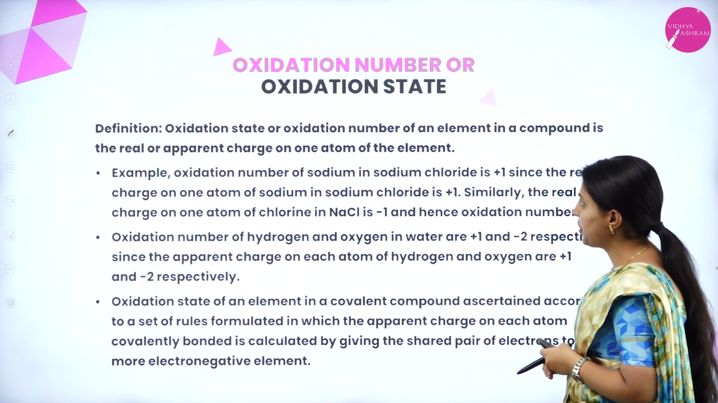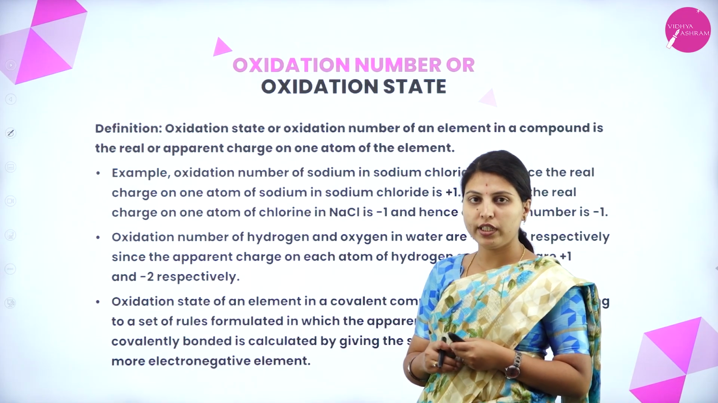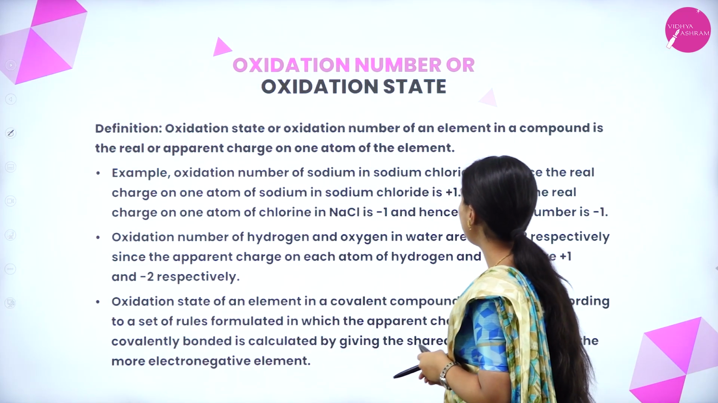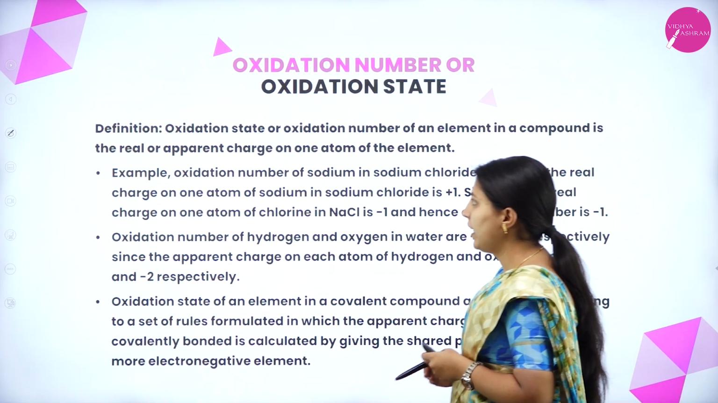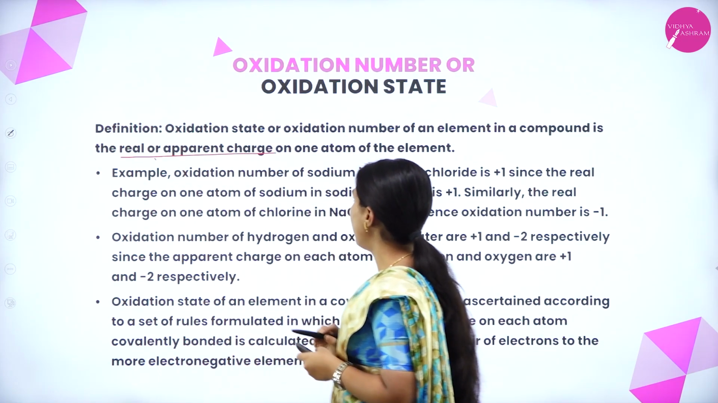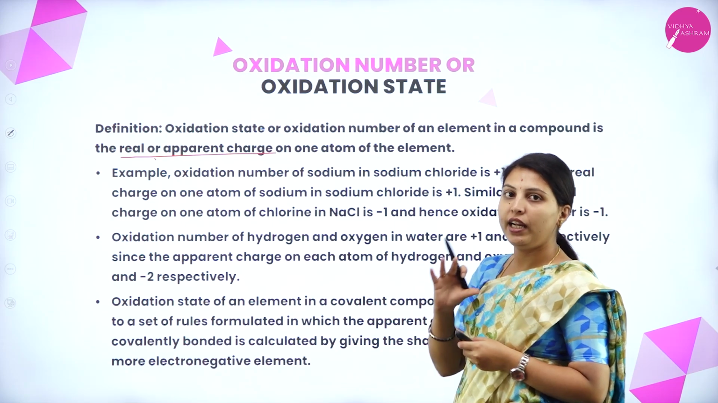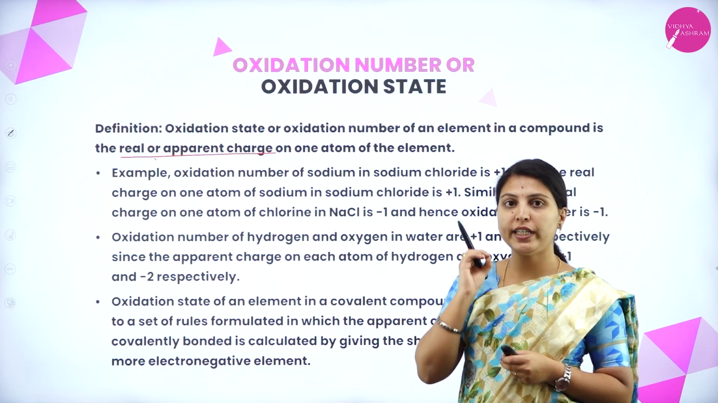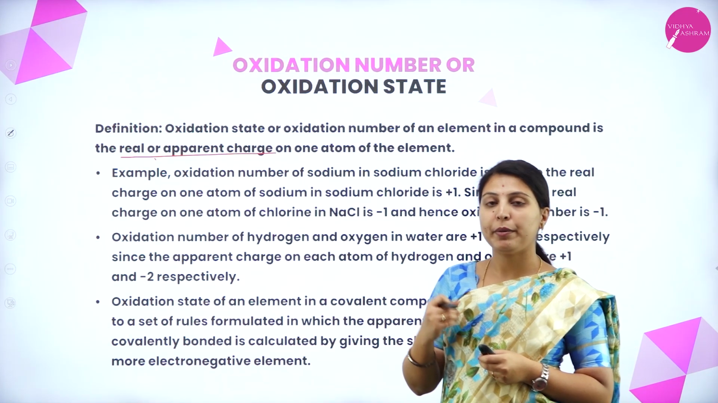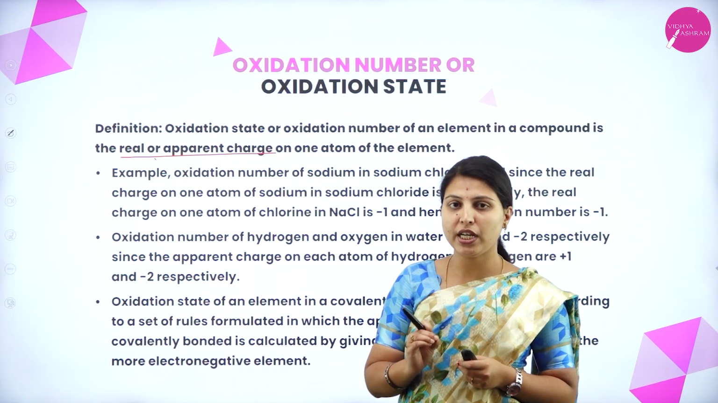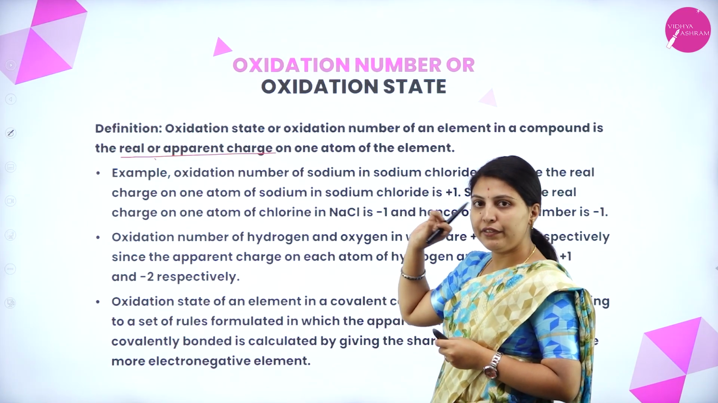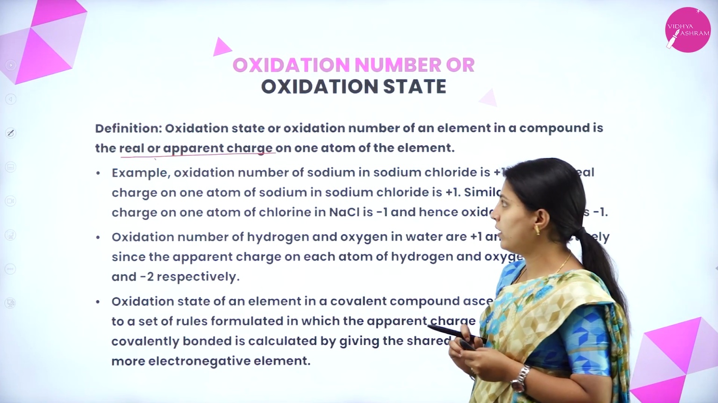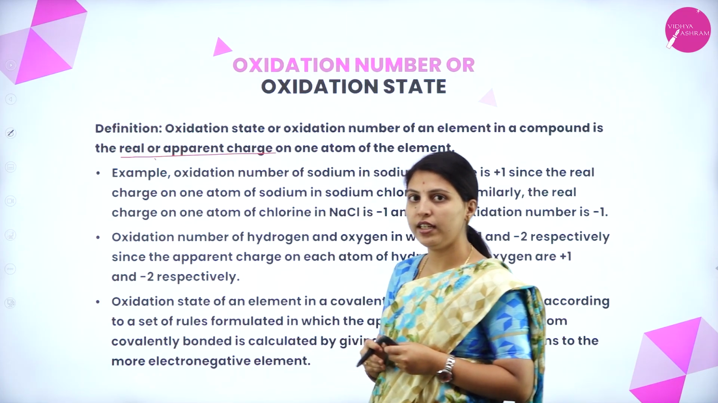First we will see oxidation number or oxidation state. What is the definition of oxidation number? Oxidation state or oxidation number of an element in a compound is the real or apparent charge on one atom of the element. In one compound, 2 or 3 elements will be present. If you want to find out one atom's charge, it may be real or apparent. That identification of the real or apparent charge of an atom in a compound is called oxidation state or oxidation number.